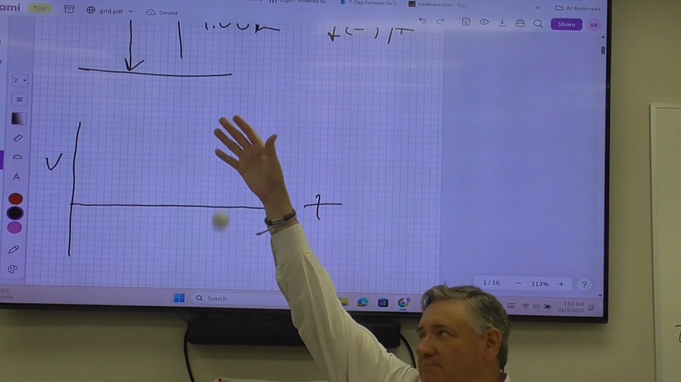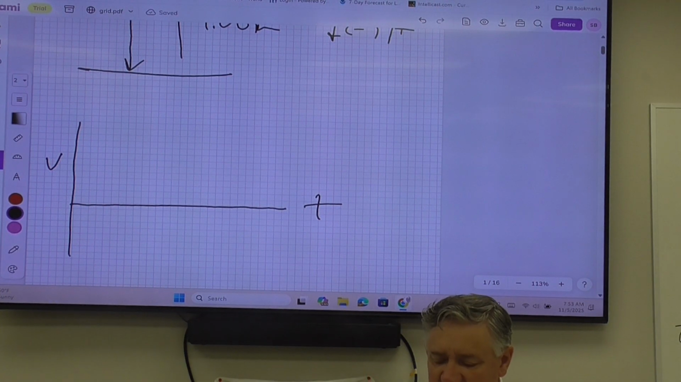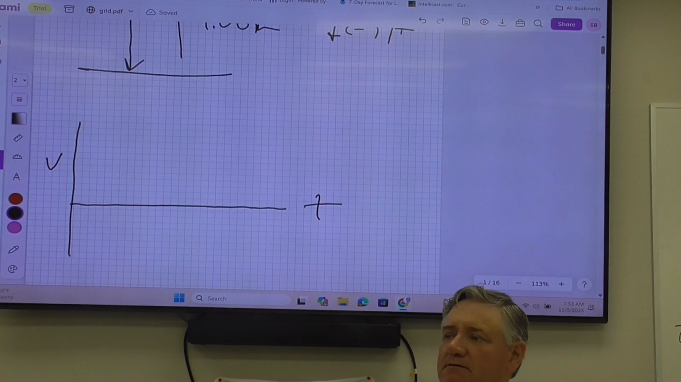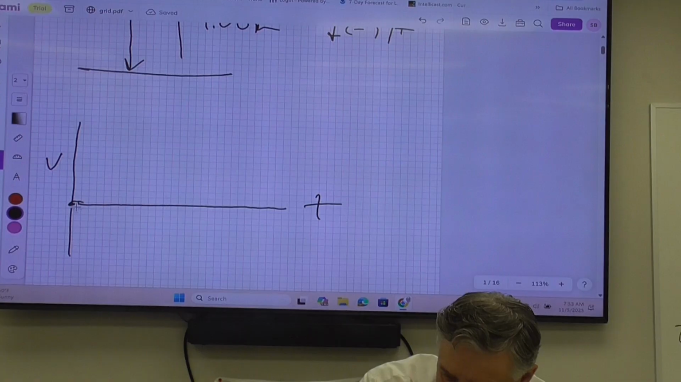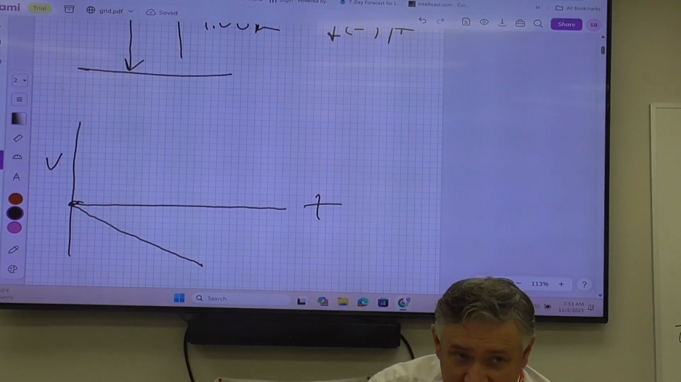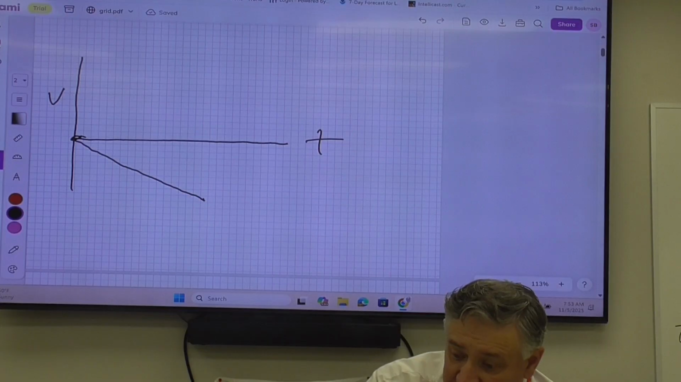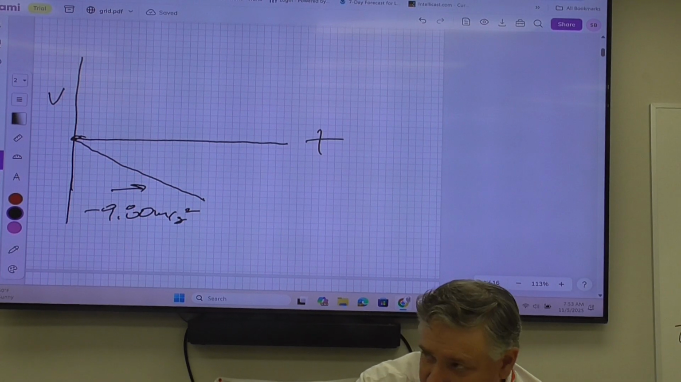The ball is here, boom, got this. Where's the velocity time graph going to start? Zero. And it's going to slope down, right? Because down is defined as negative. The slope is negative 9.8 meters per second squared. Why? Because of acceleration, gravity. And that's the only force acting on it, right?